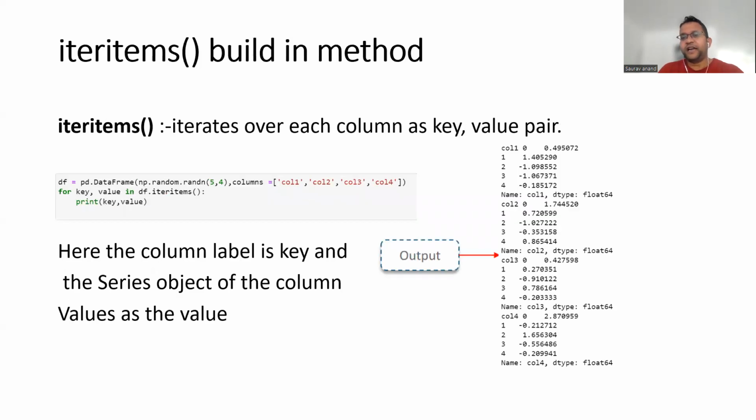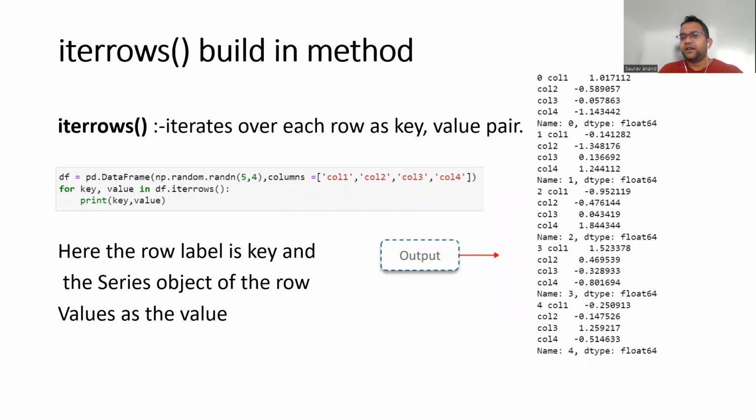The next method is the iteritems method. Basically, the iteritems method iterates over each column as a key-value pair. Here, the key is the column name and the value is the series object of the column values. In this example, we have created a data frame of random values with 5 rows and 4 columns. When we apply iteritems on this data frame, we can see that the output displays columns, their values, and the data type respectively.